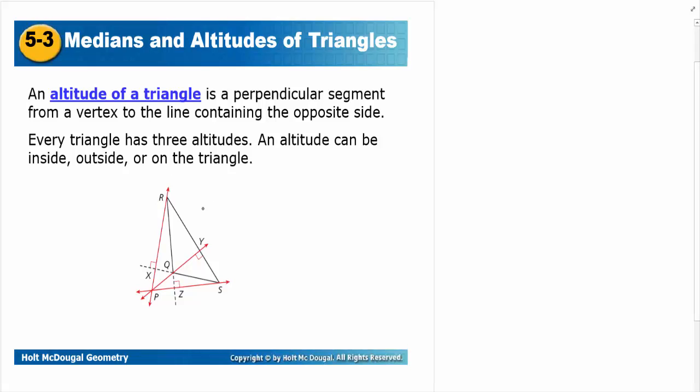The orthocenter is found by finding the altitudes of a triangle. So the altitude of a triangle is a perpendicular segment from a vertex to a line containing the opposite side. Every triangle has 3 altitudes. It can be inside, outside, or on the triangle. So again, if you have an acute triangle, and just so you know, this is going to be called the orthocenter.